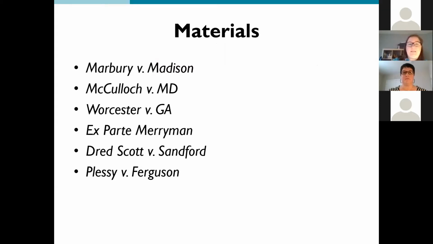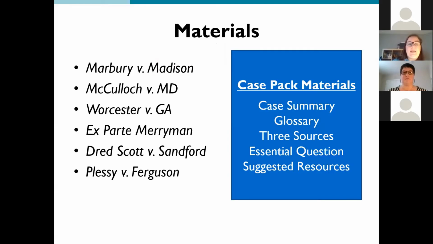Some of these are in the top cases nationwide as far as standards go. Each of these cases, we have a pack of materials that goes with them. So we have a case summary written between an 8 and 9.5 grade reading level, which includes a little bit more background knowledge about government and history compared to some of the high school case summaries, and includes a glossary. This is shorter than our high school case summaries.